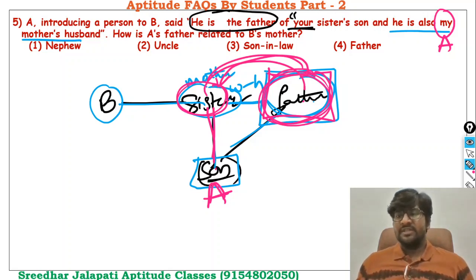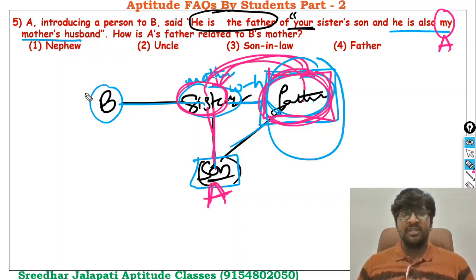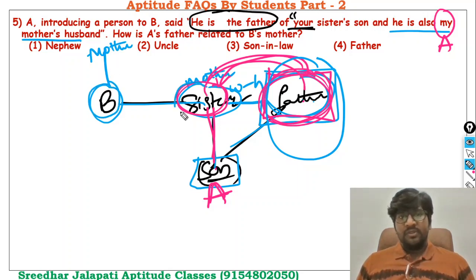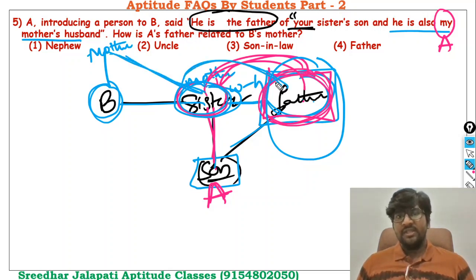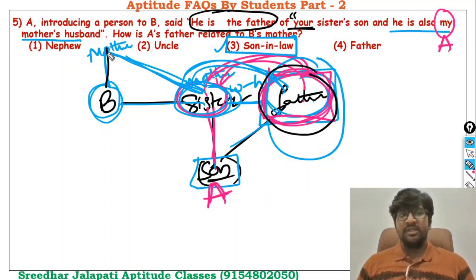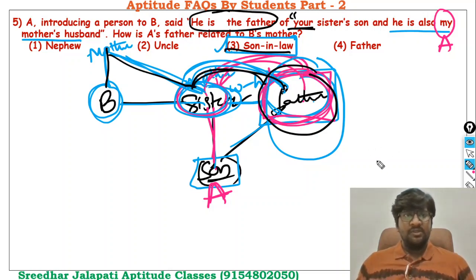Okay. Now the question is, how is A's father, that means this gentleman, related to B's mother? B's mother. By the way, for B's mother, this lady is daughter, and daughter's husband is son-in-law. Daughter's husband is son-in-law. So answer son-in-law. This gentleman is B's mother's daughter's husband. Daughter's husband is son-in-law. Hope you followed.